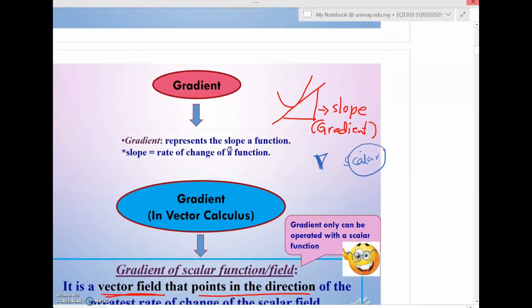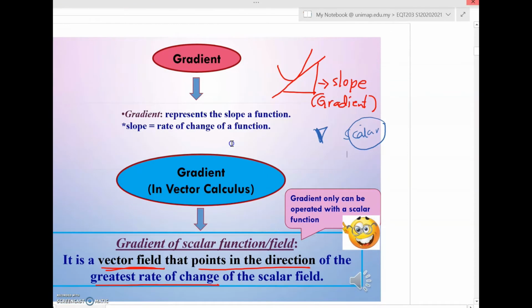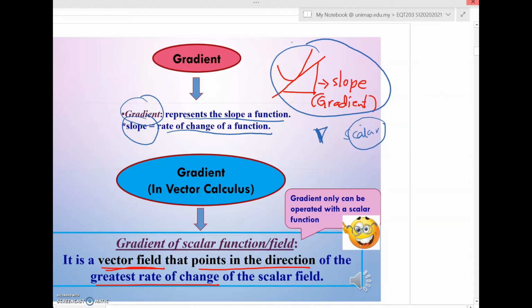What is gradient? During our form 4 and during our matriculation level, we know that the gradient is represented by the slope of a tangent line of a curve at a specific point. So that is a gradient. It also shows that the slope is actually the rate of change of a function. So this is what we mean by the gradient. We want to know the slope of a function, and the slope represents the rate of change of the function.